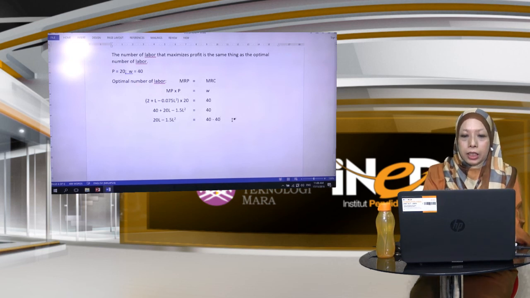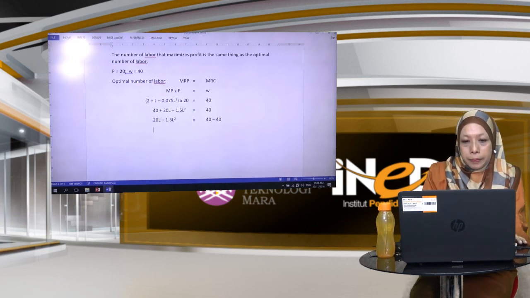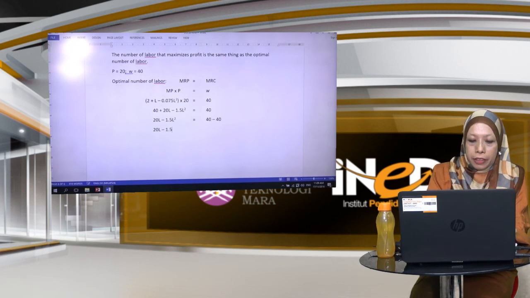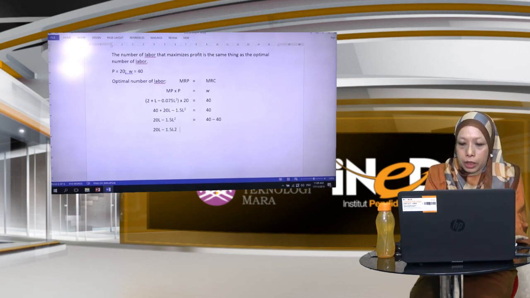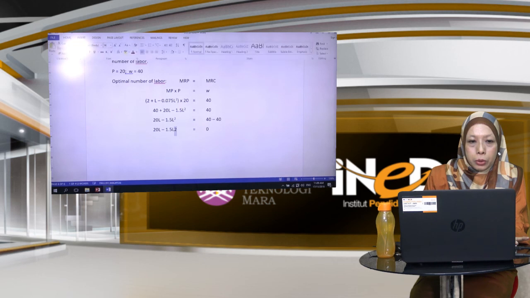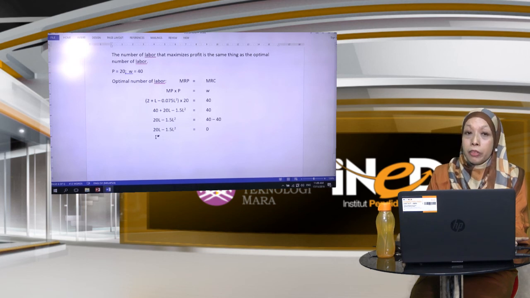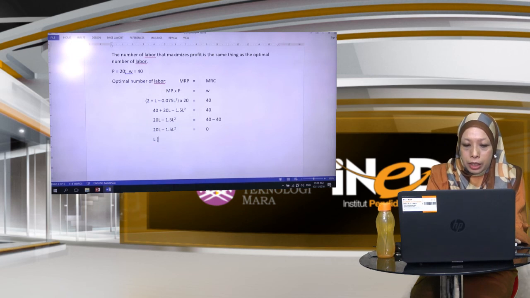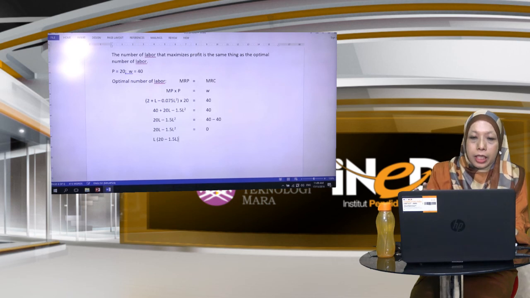So we're going to simplify this further. 20L minus 1.5 L squared will equal 0. We want to solve for L, but this requires you to factorize it. So to factorize it, let's take out L, and then we're going to have 20 minus 1.5 L inside the bracket.